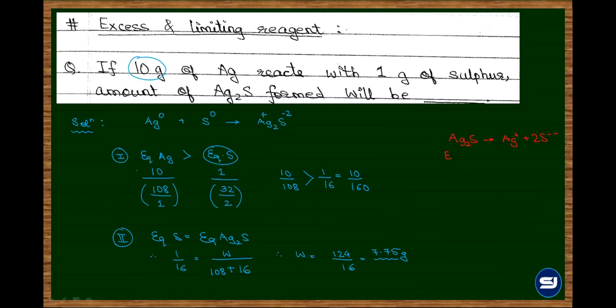So shouldn't it be 2 Ag plus and S minus 2? 2 Ag plus and S minus 2. So equivalent weight of any ionic compound is equal to equivalent weight of cation, that is Ag plus, and the equivalent weight of anion. This formula I've already written in the table also. If you see the N factor table which I have given on page number 1.8.